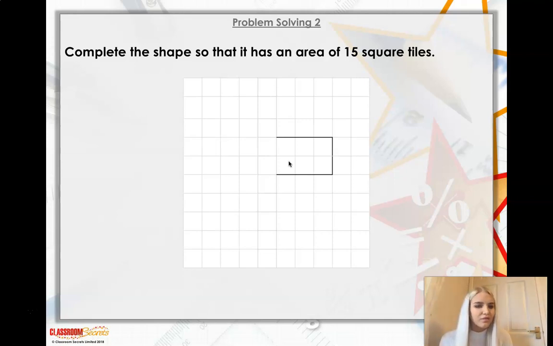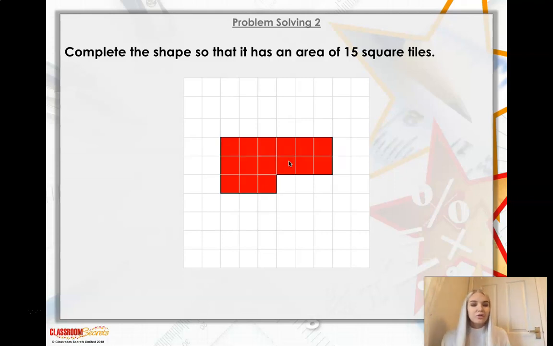I have 9 squares remaining and I need to complete the shape, and I cannot have an area larger than 15 square tiles. Can you help me and have a go and see if you can draw a shape and finish this one off with an area of 15 square tiles, please? Pause the video and have a go now.